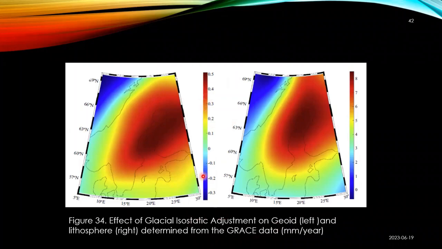GRACE was 15 years of measuring the gravity field in Fennoscandia, because here, up to 20,000 years ago, there was a big ice cap which pushed down the lithosphere into the upper mantle. But now the ice is gone, and the mantle is pushing the lithosphere upward at a very slow rate. And this is what we see with the geoid.